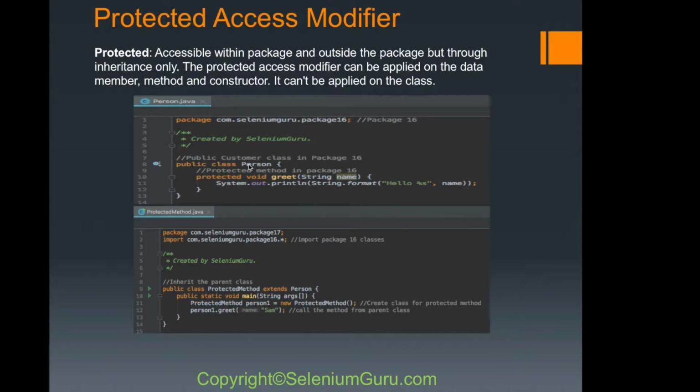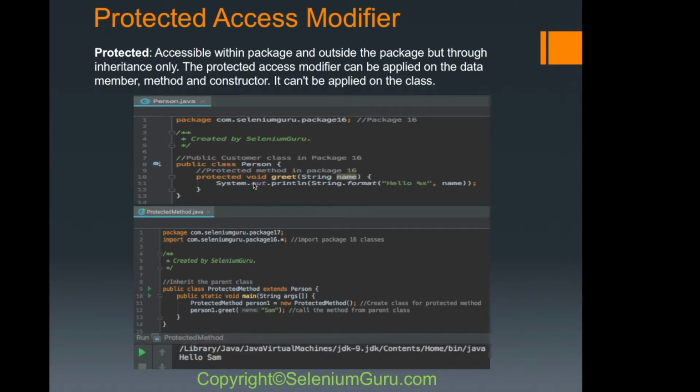So I did use inheritance. I'm actually using extends person. So I'm actually inheriting this person, the parent class. Once I do that, and I create an object of this class, I'm able to call this method here because it has protected. And if you have a protected method and you're inheriting that class, you'll be able to call that protected method. So when I do person1.greet, it says hello Sam.